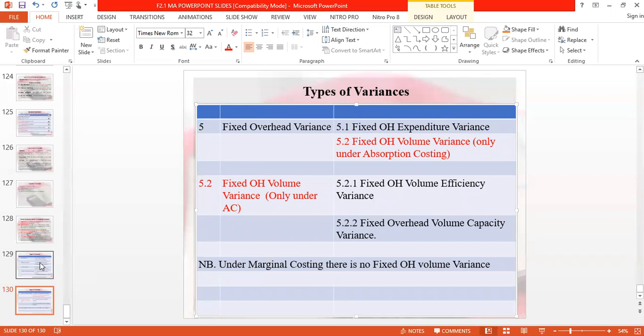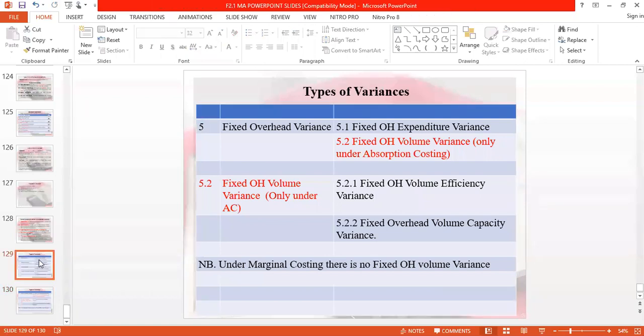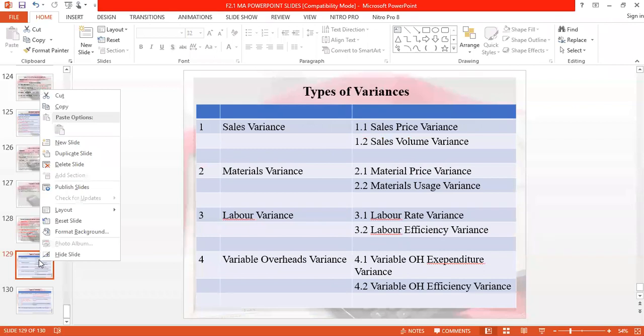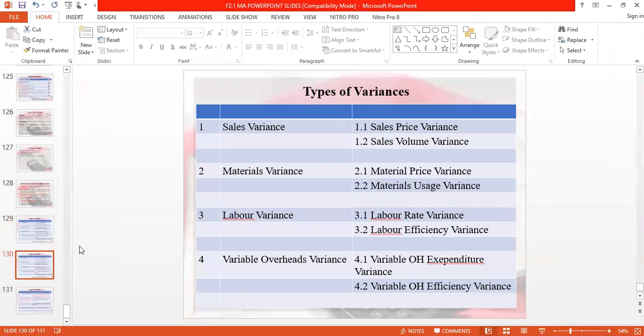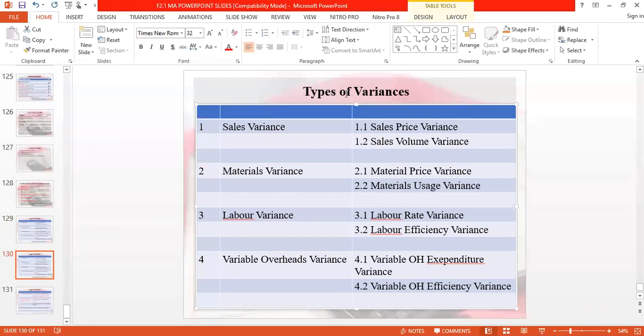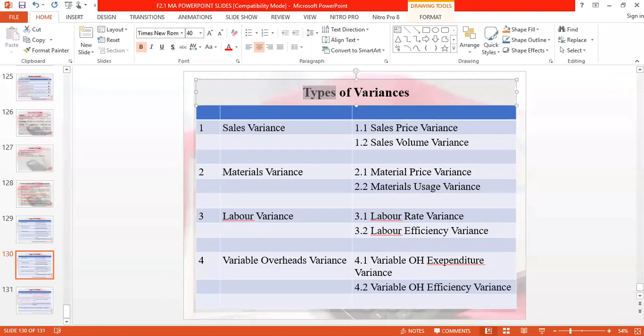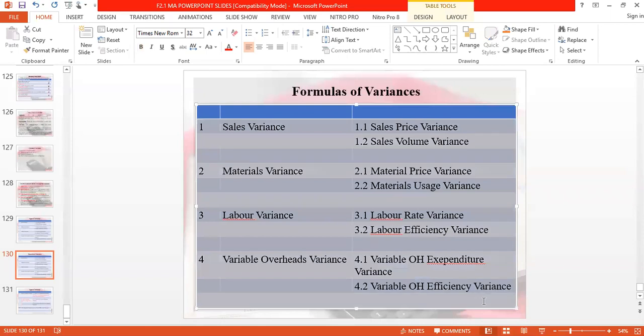Maybe for the next 20 minutes, let us look at the formulas, and then that will be it. We will come another day and cover them one by one. So I'll duplicate that. Let us look at formulas of variances. Please take notes of these formulas.